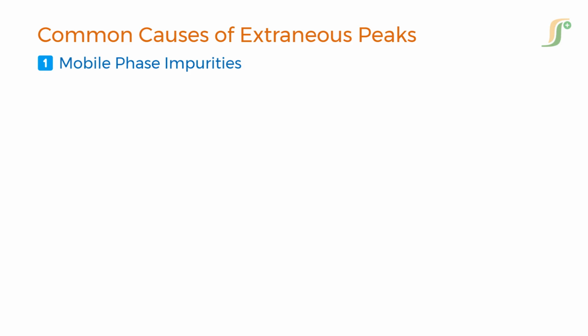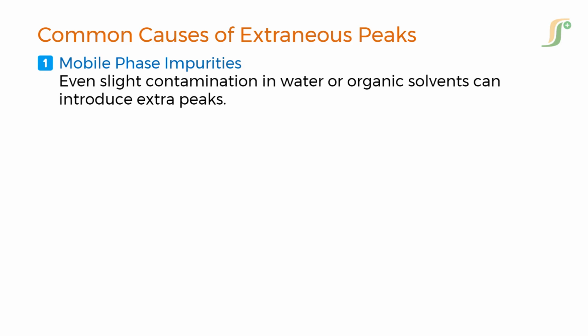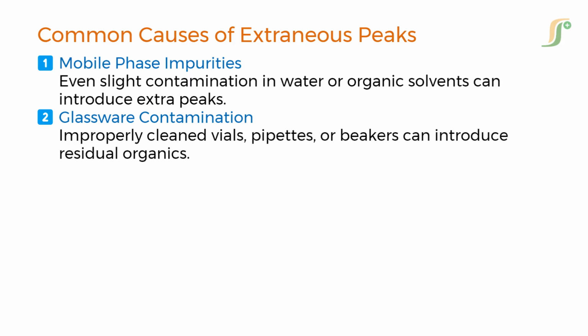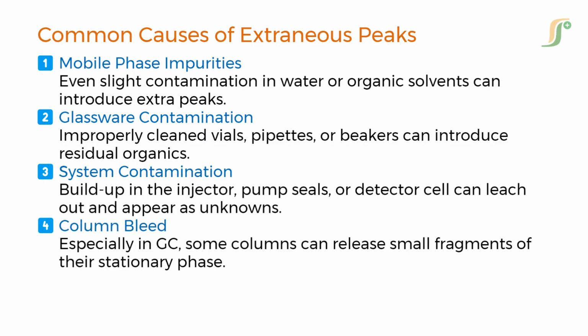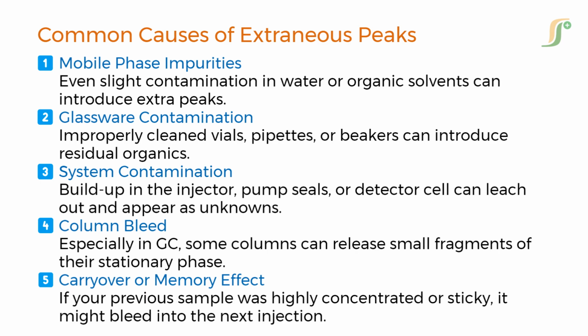Mobile phase impurities. Even slight contamination in water or organic solvents can introduce extra peaks. Glassware contamination. Improperly cleaned vials, pipettes, or beakers can introduce residual organics. System contamination. Buildup in the injector, pump seals, or detector cell can leach out and appear as unknowns. Column bleed. Especially in GC, some columns can release small fragments of their stationary phase. Carryover or memory effect. If your previous sample was highly concentrated or sticky, it might bleed into the next injection.